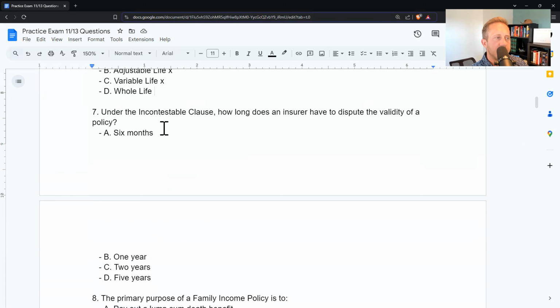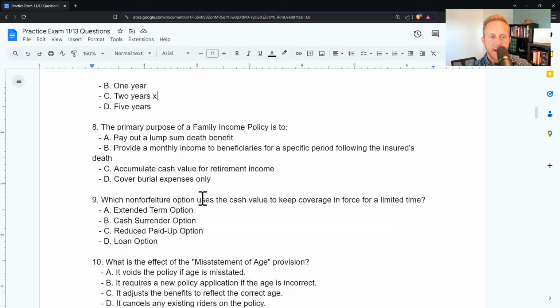Under the incontestable clause, how long does an insurer have to dispute the validity of a policy? Is it 6 months, 1 year, 2 years, or 5 years? 2 years. So under the incontestable clause, the insurance company has 2 years to dispute a claim. If someone files a claim within 2 years of taking out the policy, the insurance company can dispute the claim. Okay.